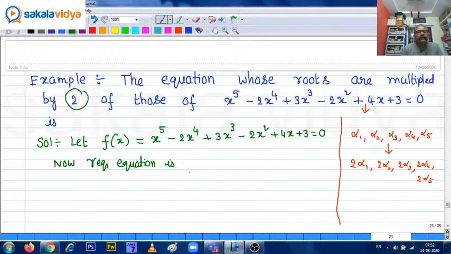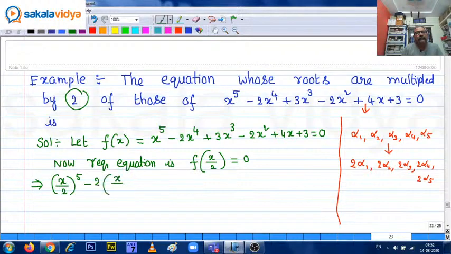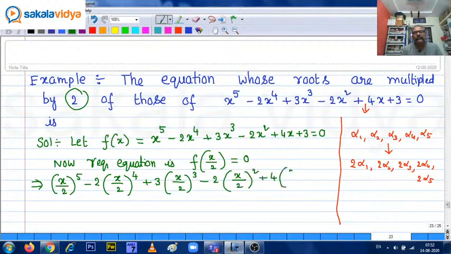so multiplied by 2, that means f of x upon 2 equals 0. That implies x upon 2 whole to the power of 5 minus 2 times x upon 2 whole to the power of 4 plus 3 times x upon 2 whole cube minus 2 times x upon 2 whole square plus 4 times x upon 2 plus 3 equals 0.